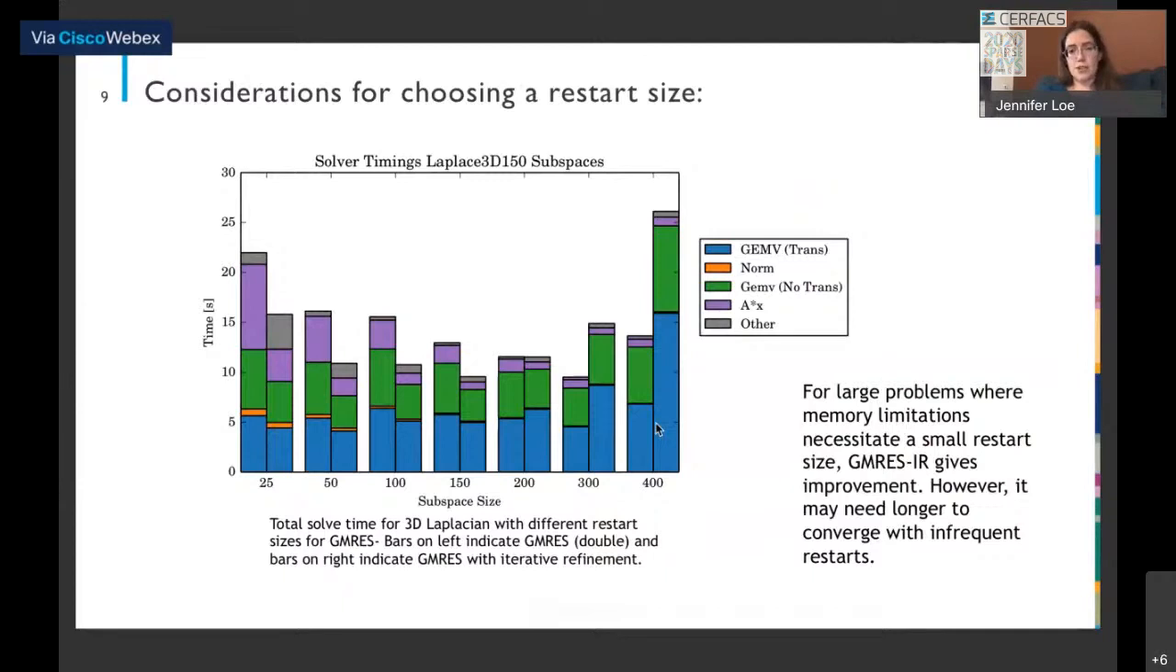However, for the much larger problems that we want to run in applications, those problems with GMRES will probably need a smaller subspace size. And so we aren't as concerned that we don't get speed up with these larger subspaces, because we'll mostly be using smaller ones in practice.